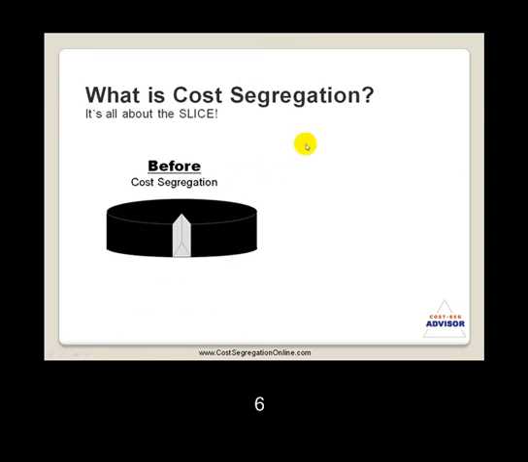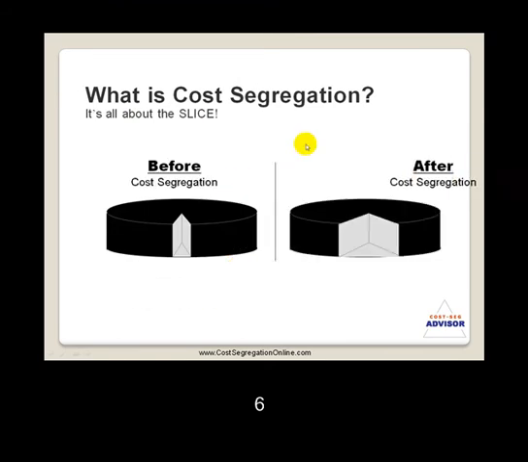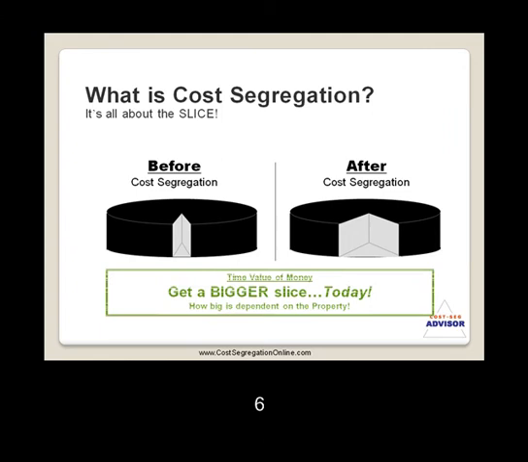Now let's just look at it from a graphical point of view, what the effect of cost segregation can actually have on your business. It's really about taking a bigger slice today versus waiting for it. And because of that, when you take into account the time value of money, whether you're putting it back into your property or you're putting into other investments or other income earning vehicles, the bottom line is having a bigger chunk of your money now through tax benefits can be for many people the best strategy.